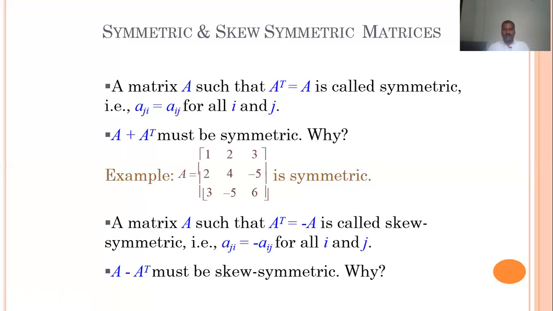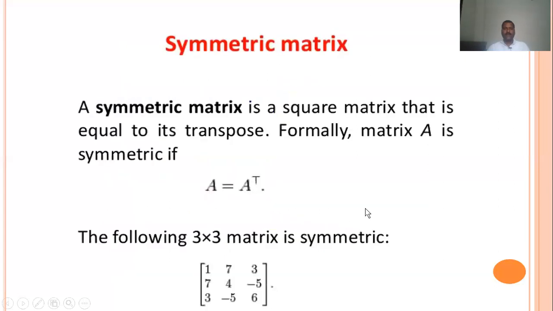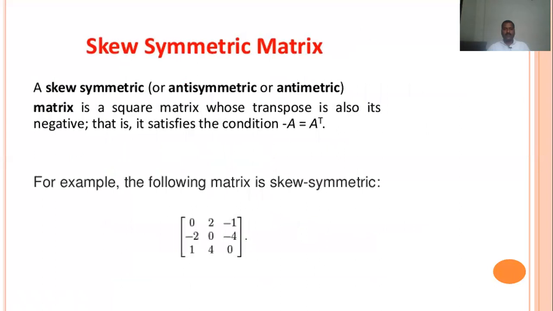A small result which we use in future. If A is a skew symmetric matrix, then A minus A transpose is also a skew symmetric matrix. So we are going to get back the same matrix, A equals A transpose.